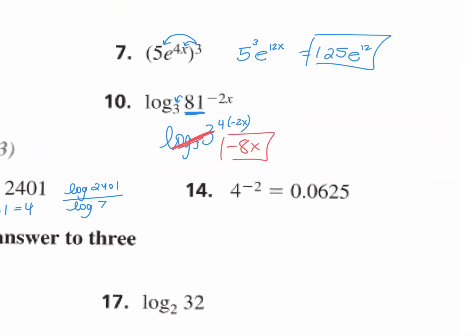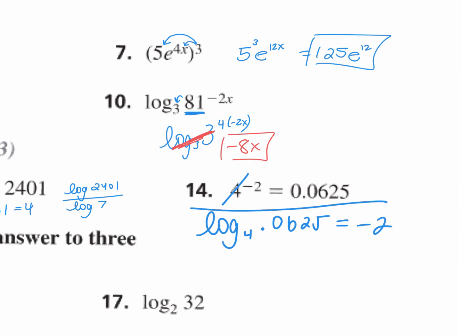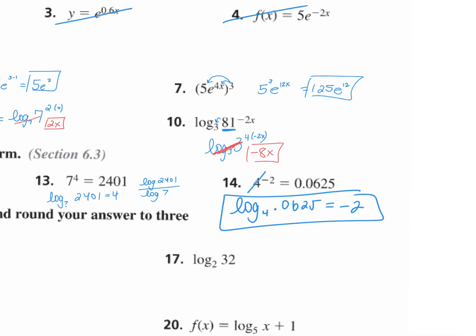All right, next one. I'm starting off in exponential or logarithmic? Okay, so I'm going to go to log. So I'm going to write the word log, and my big 4 becomes little, and then I have 0.0625 equals negative 2. Switching from log to exponential is not terribly difficult. You just remember, if you're in log, you cross off log, the little number becomes big. If you're in exponential, you write the word log, the big number becomes little.